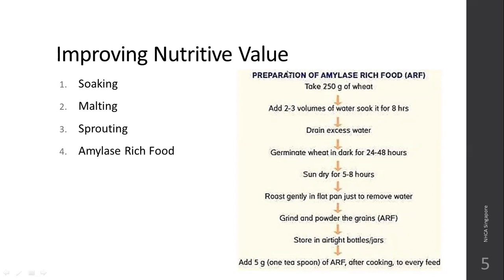Then store them in airtight bottles or jars, and it can be used for a longer period of time. You can use this for feeding the child, and for weaning the child. For weaning, it's a really good practice using amylase rich food. You can use this for moong dal, bajra, jowar, ragi. Soak them, sprout them, sun dry them, roast them gently, grind them at home properly, and store it in airtight jars. Use it on a daily basis. So this is how you make amylase rich food out of your regular attas, etc.